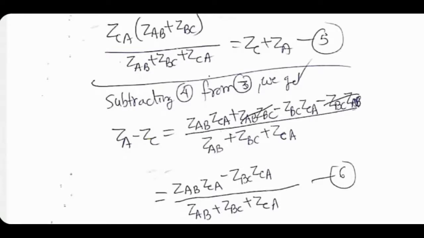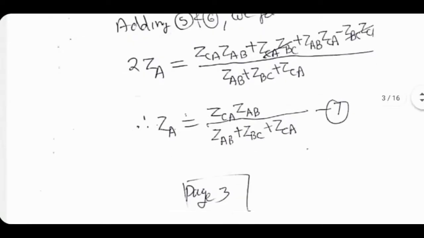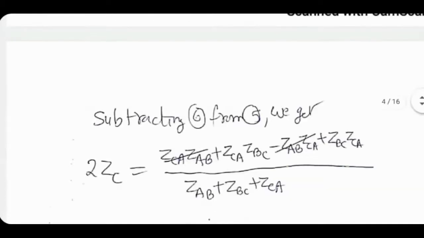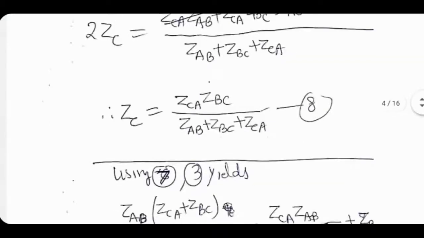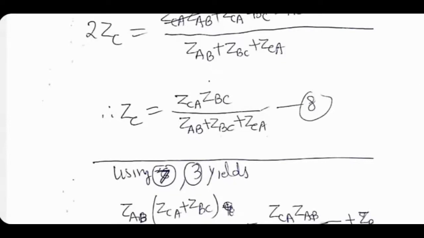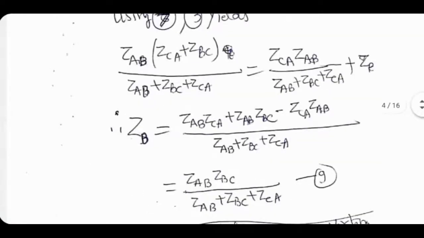In terms of ZAB, ZBC, and ZCA. By solving that, I get ZA equal to ZCA ZAB divided by ZAB plus ZBC plus ZCA. And then I get ZC as given by equation 8. And once I have got these two, the third one is easy to figure out. That turns out to be given by equation 9.